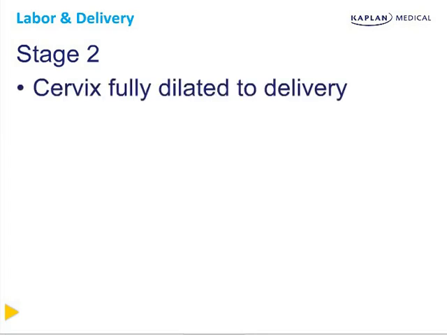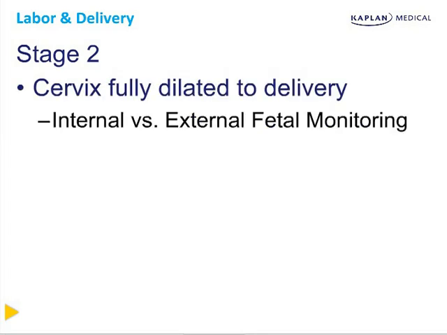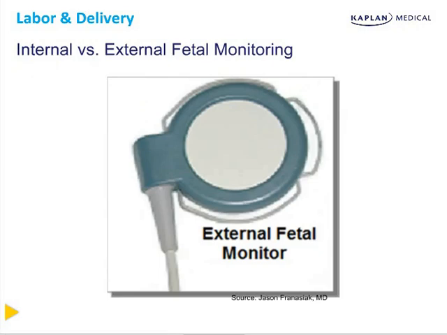Stage 2 is when the cervix has been fully dilated to the time of delivery. We'll use this time to discuss the difference between internal and external fetal monitoring. A depiction of external fetal monitors is shown here. These monitors, both the ultrasound Doppler and the tachometer, are placed on the patient's abdomen and are not placed inside the vagina or uterus.